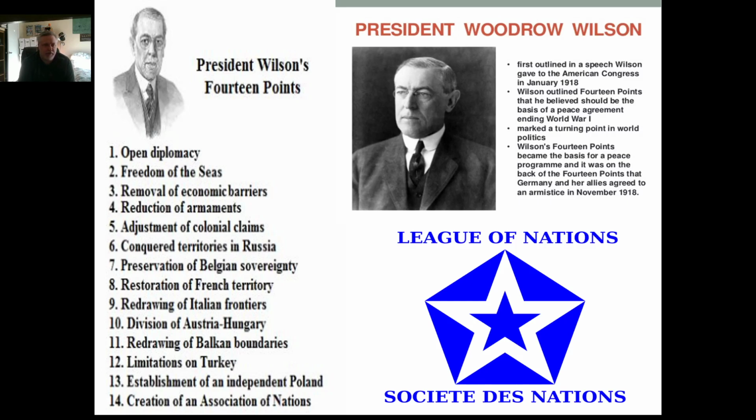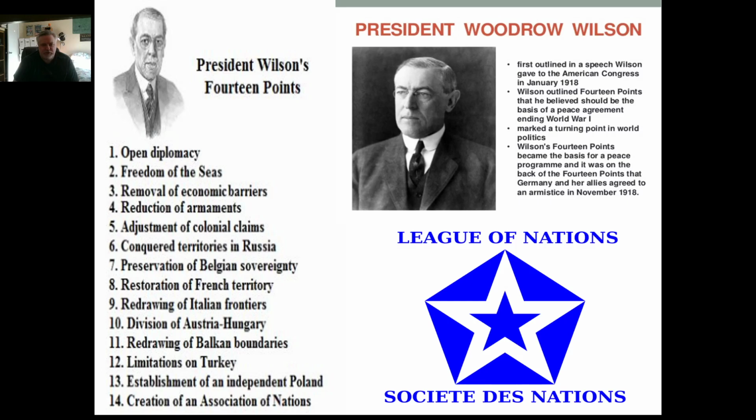These included open democracy, no more secret treaties, freedom of the seas, no more U-boats torpedoing neutral ships, the removal of economic barriers. Basically, if you want to do business, do business. A reduction in armaments. Basically, we don't need these super weapons, these cannons that can shoot hundred-pound shells dozens of miles and flatten whole towns. Such things as that.